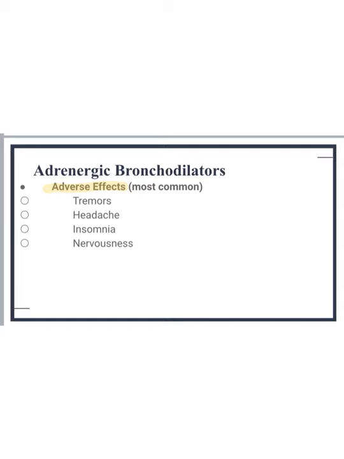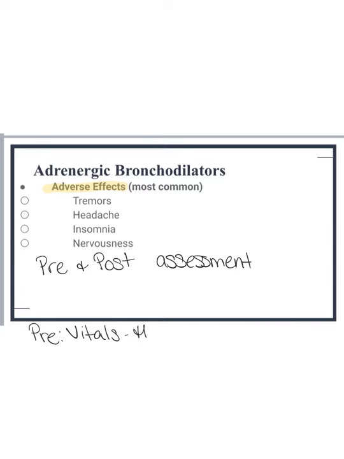So something that's very important that we're going to start talking more about is our assessments of patients and what we need to be doing when we are doing a treatment. So it's very important to always have a pre and post assessment. This is what you're going to be putting into your patient's chart when you give a treatment. So pre, you want to give vitals. That includes heart rate, respiratory rate, oxygen, so your SpO2.